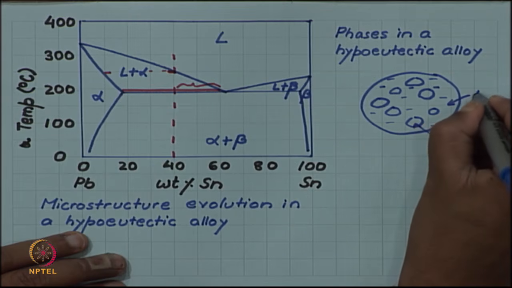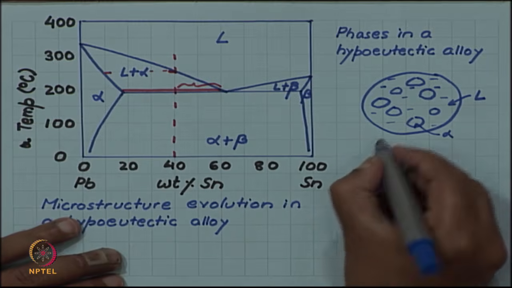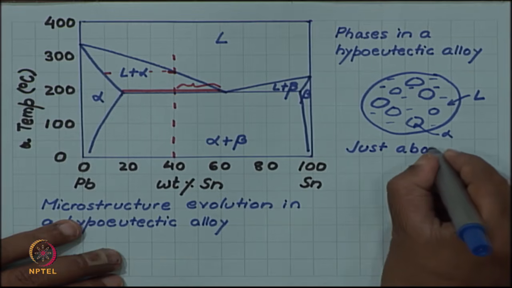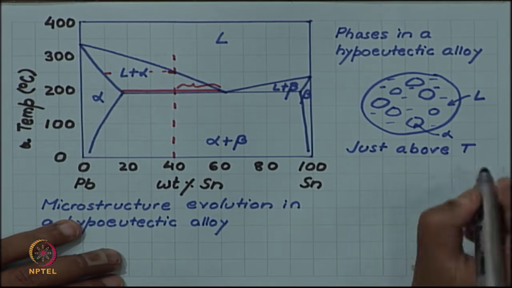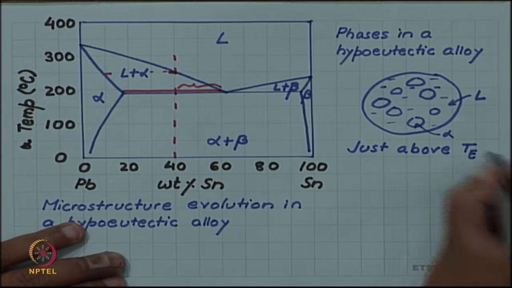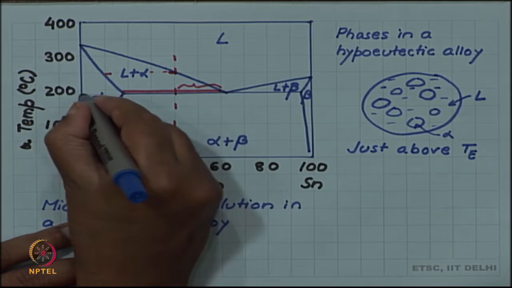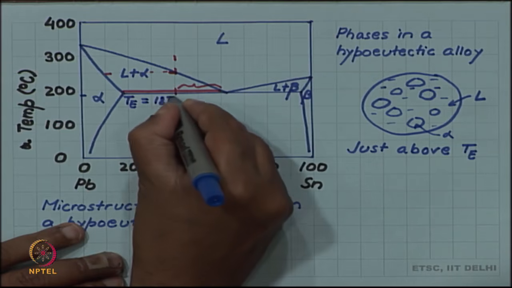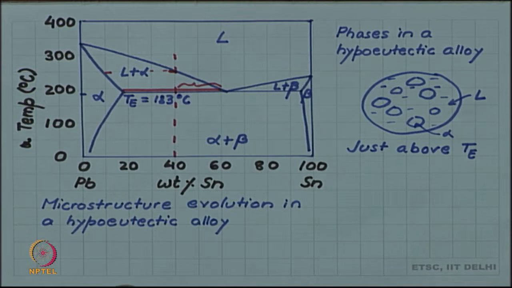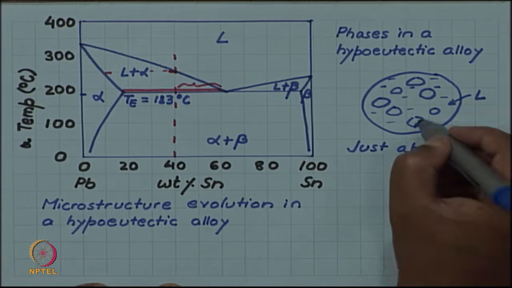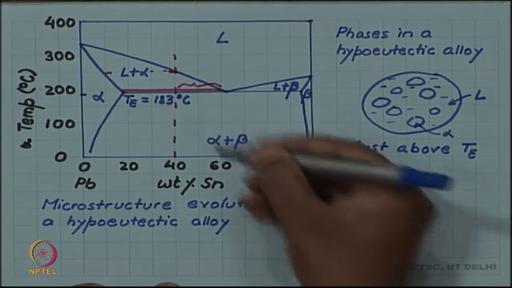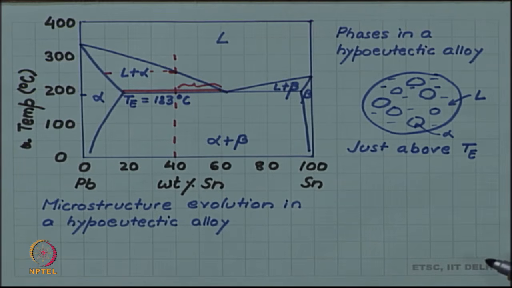Alpha and liquid. So, this is a situation just above the eutectic temperature, which I am calling TE, which for this diagram is 183 degrees Celsius. So, just above the eutectic temperature, we have the maximum amount of alpha which has formed, and the remaining is liquid. But the question is, as we cool further, what will happen to this alloy?